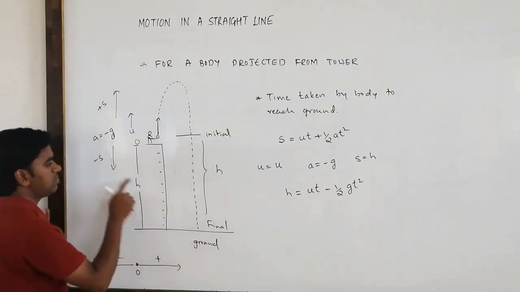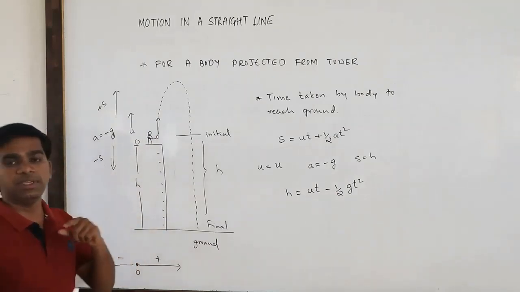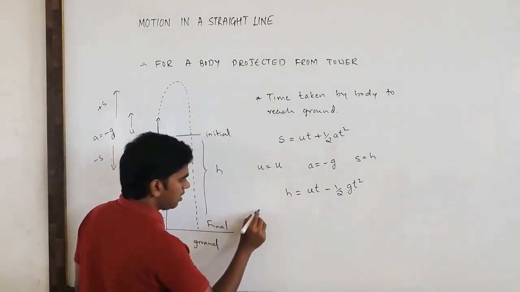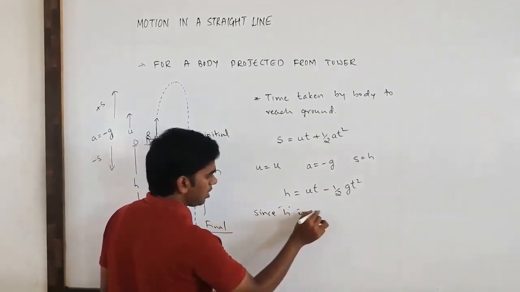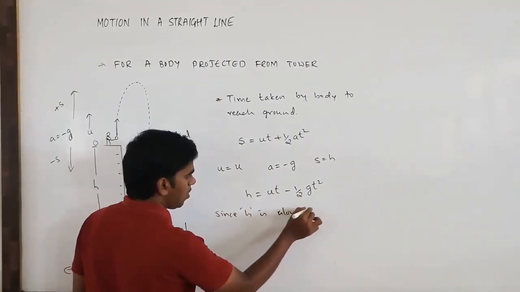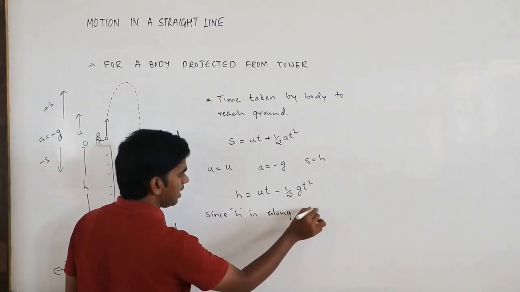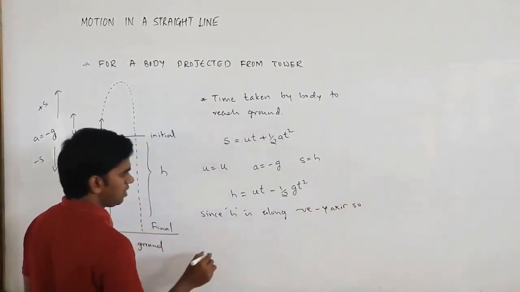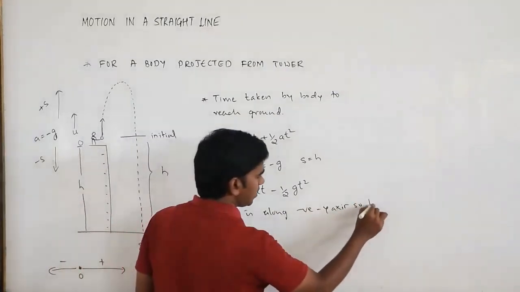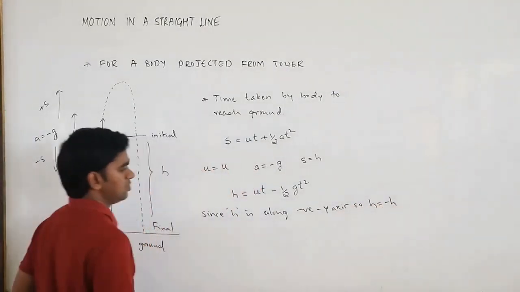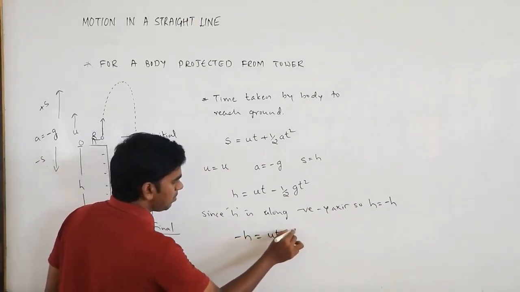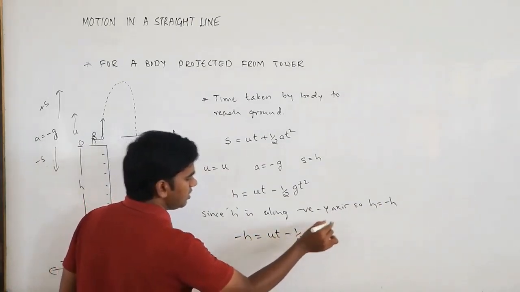So on this side, your displacement is going to be what? It is going to be minus h. Since h is along the negative y-axis, what do you have to take? You have to take h as minus h. So right here, minus h equals ut minus half gt square.